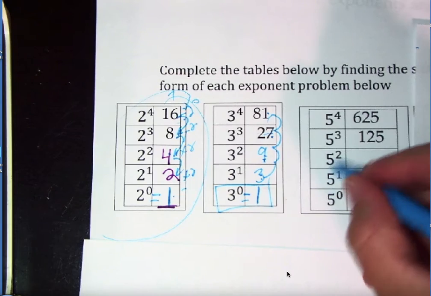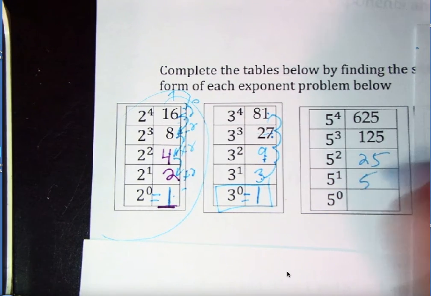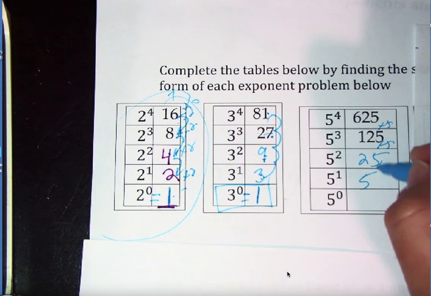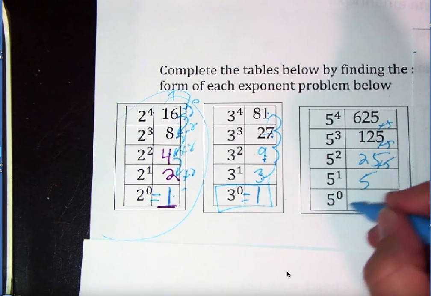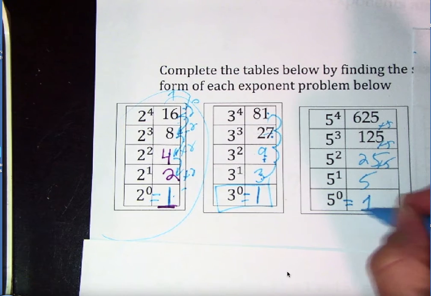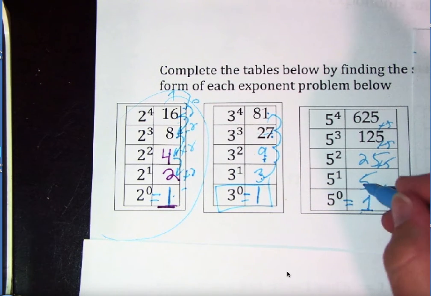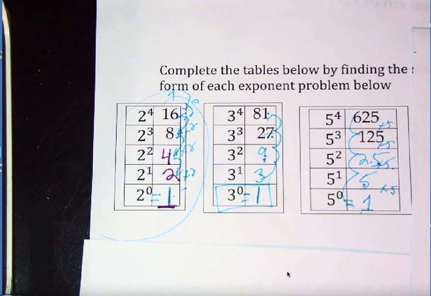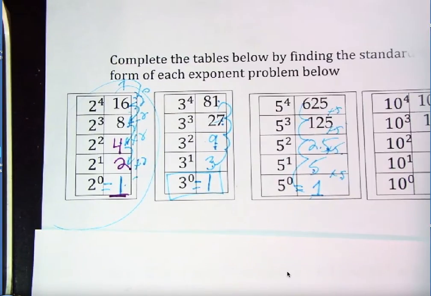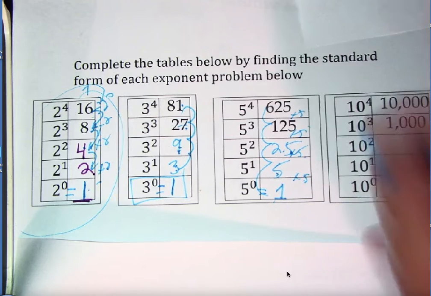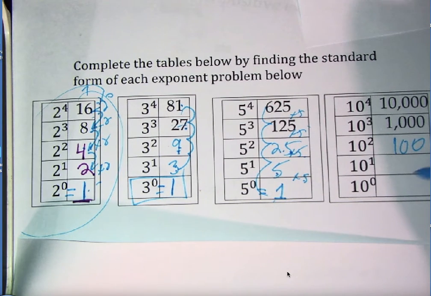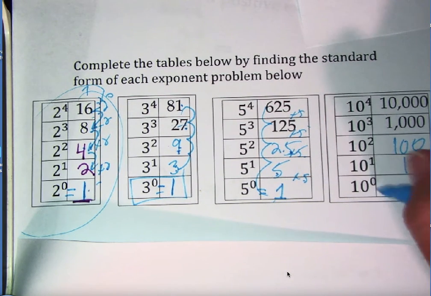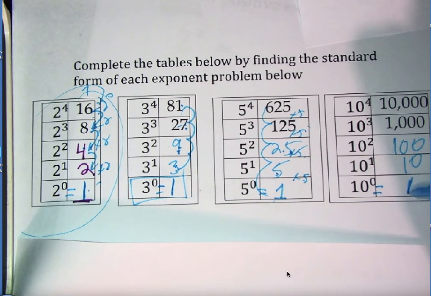What? How about powers of 5, right? 5 squared, 25. 5 to the first, 5. We add another 5, so it's like times 5. So what does this have to be? 5 to the 0 has to be 1. 1 times 5, 5. 5 times 5, 25. Or even going down, it's dividing by 5 each time. Has to be 1. And guess what? Even with powers of 10. 10 squared is 100. 10 to the first, 10. What's 10 to the 0? It has to be 1.